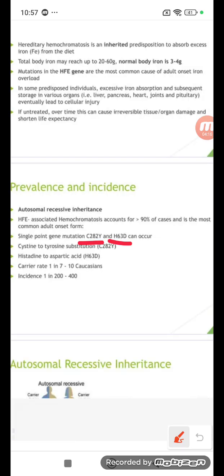So what is C282Y? In C282Y, cysteine is replaced with tyrosine. Cysteine to tyrosine is substituted, and in H63D histidine is replaced with aspartic acid. These two changes develop in the body. The amino acids in the protein change their position. These types of problems develop, and they lead to an increase in the iron content in the body, which leads to hereditary hemochromatosis occurring in the body.